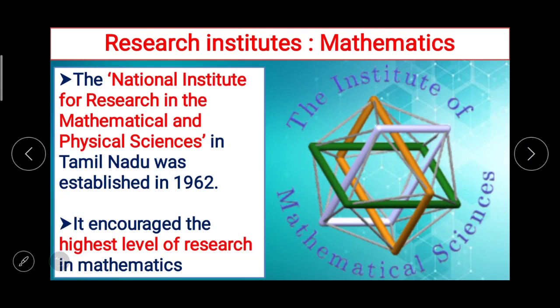Then the research institutes in the field of mathematics. The National Institute for Research in the Mathematical and Physical Sciences in Tamil Nadu was established in 1962, and this institute specially encouraged the highest level of research in mathematics.